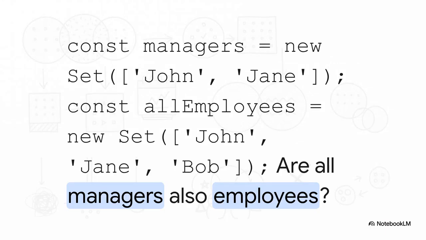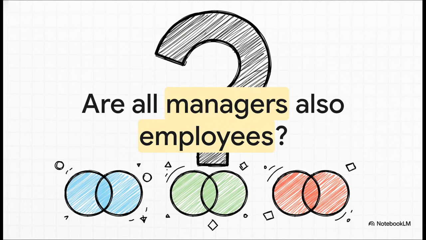Okay, so imagine you've got two sets of users. One set has all the managers in your company, and the other has all the employees. This is a classic, everyday scenario for managing permissions or roles inside an application. So here's the crucial question you need to answer. Is every single person in that manager set also in the all employees set? In other words, is the manager set a subset of the all employees set?